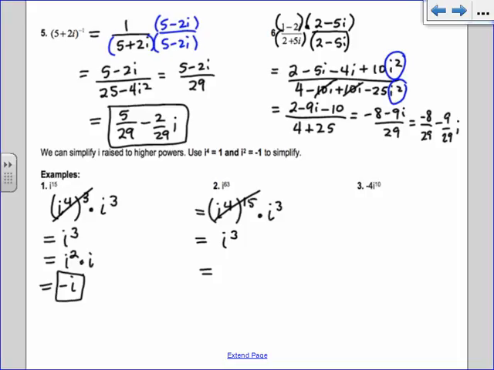So what am I at? Negative i. We just did that. All right, next up. So negative 4 times i to the 10. What is i to the 10?